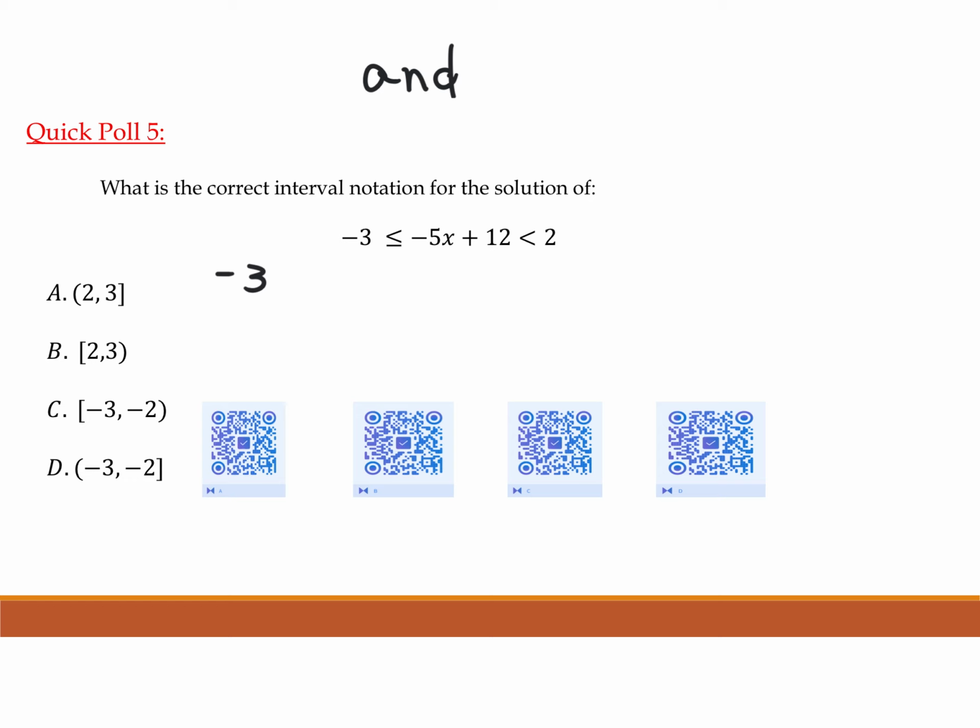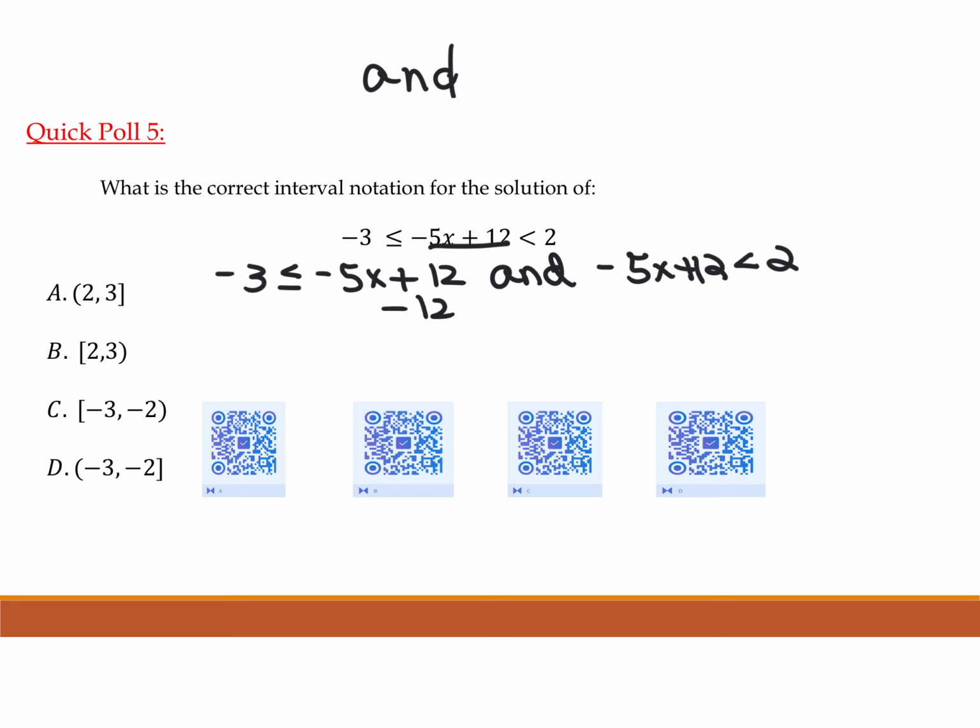So to break it apart, you are going to take negative 3 is less than or equal to negative 5x plus 12, and negative 5x plus 12 is less than 2. So the middle part of this inequality becomes the right-hand side of the first and the left-hand side of the second. So we are going to now solve.